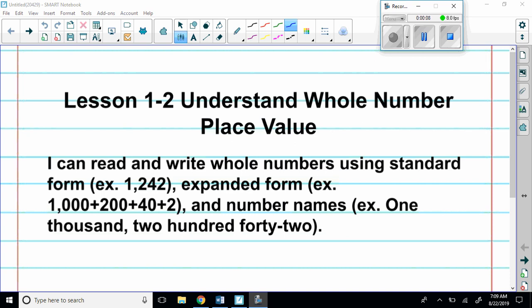Our I can statement for this lesson is: I can read and write whole numbers using standard form, expanded form, and number names. And when you write your I can statement, be sure to place the examples in your statement in your journal as well. Please pause if you need a moment to write these down in your journal.